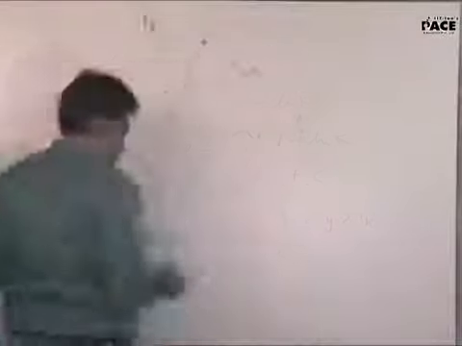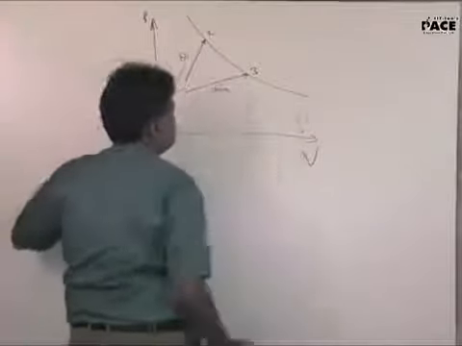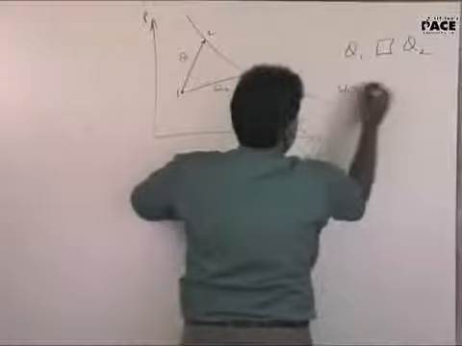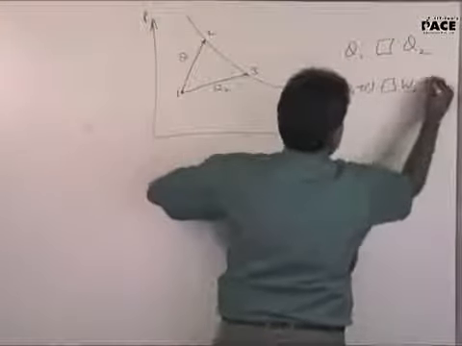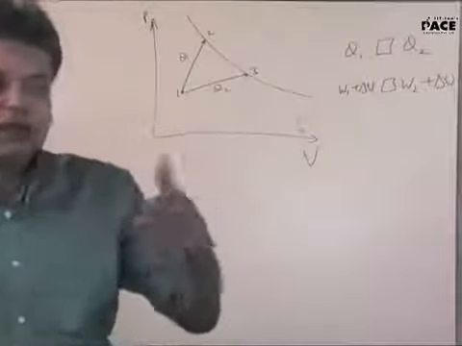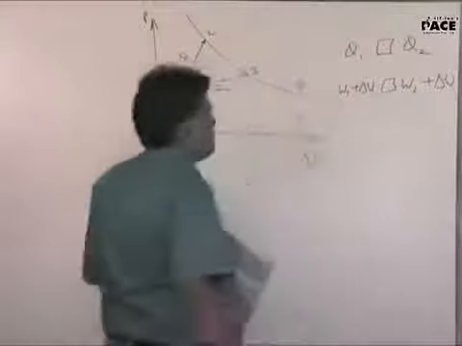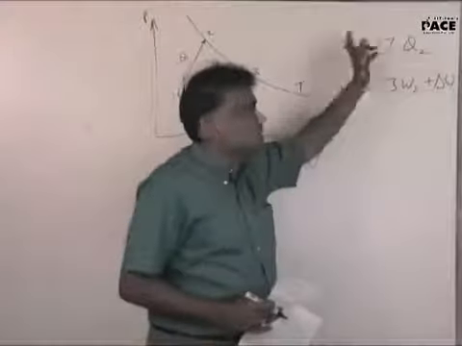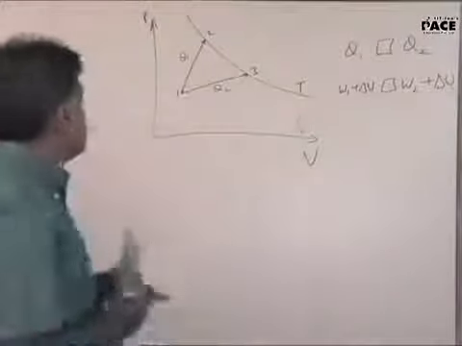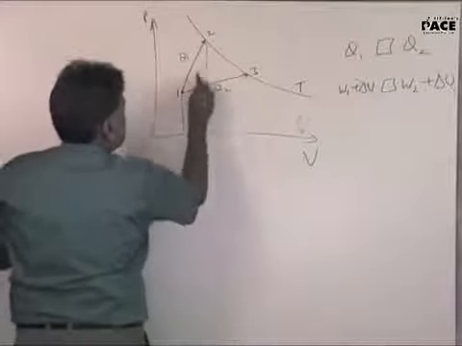Is that okay? We have to find out which one is greater, Q1 or Q2. Q1 is nothing but W1 plus delta U, and Q2 will be W2 plus delta U. Delta U is the same for both of them, because 1 to 2 is the same as 1 to 3 in terms of temperature difference. 2 and 3 are at the same temperature. So whichever has the greater work done will also have the greater heat. In order to compare, I will have to find the area under the graph.